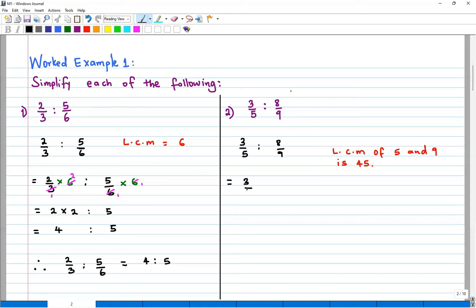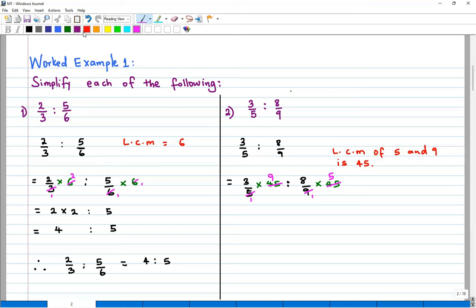Okay, now let's go ahead and multiply each fraction by 45. We get 3 out of 5 times 45 to 8 out of 9 times 45. Okay, let's go ahead and reduce this. 5 by 5, we get 1. 45 by 5, we get 9. 9 by 9, we get 1. And 45 by 9, we get 5.